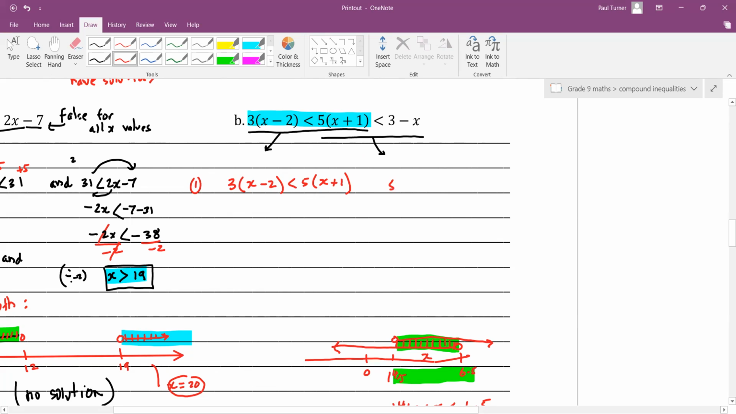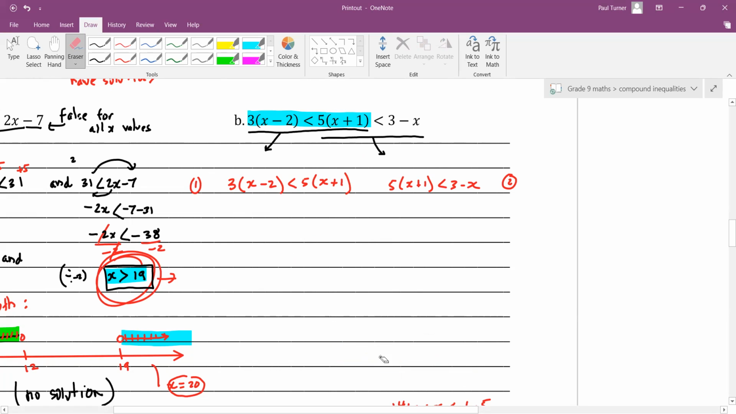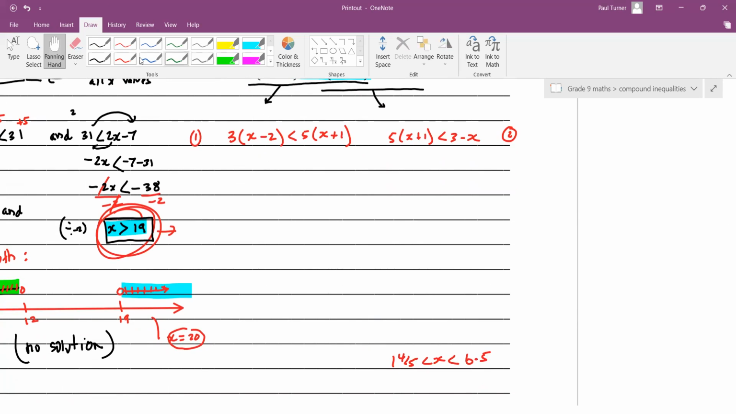And then this one here, 3 minus x. So this is equation 2. So I want you to simplify them down to something like this on this side here. And then I want you to join them together, if you can, at the end. So you can put this into your chat box so I can check.